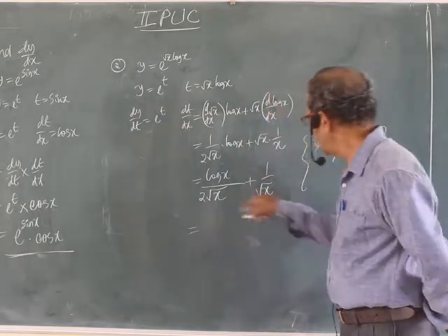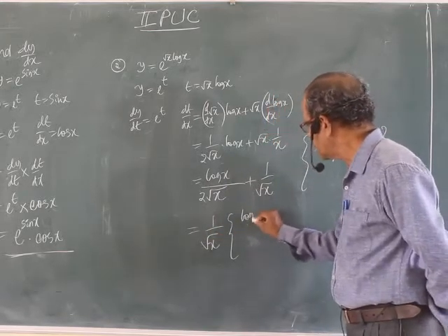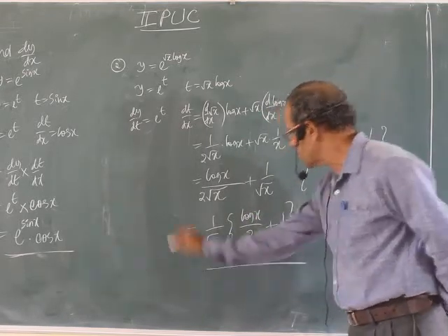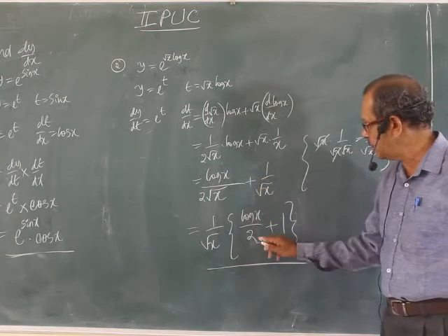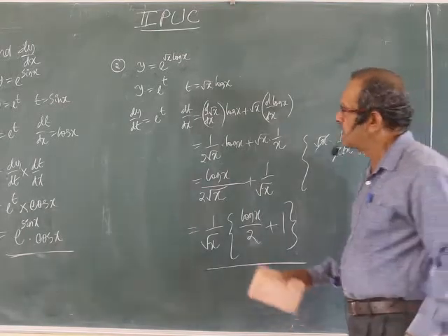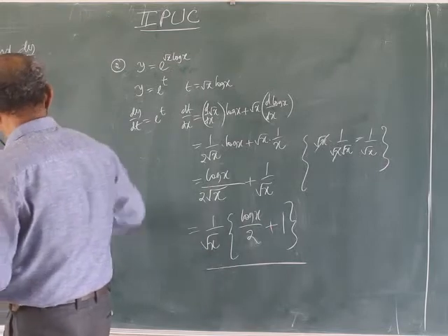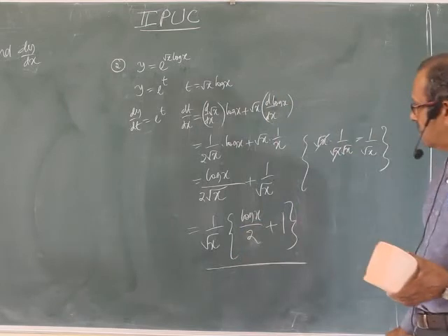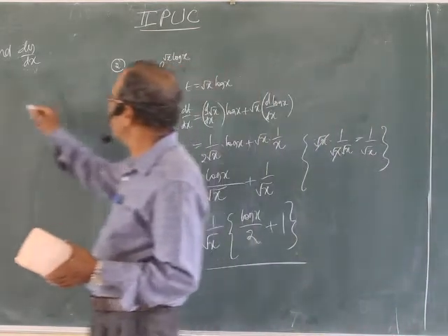Okay, next. Then you can remove 1 by root x outside because it is the common factor. Just write log x by 2 plus 1. Removing 1 by root x outside, you get log x by 2. Here it is only 1. E to the power in which you are doing chain rule problem. Right? Implicit function also can be used.